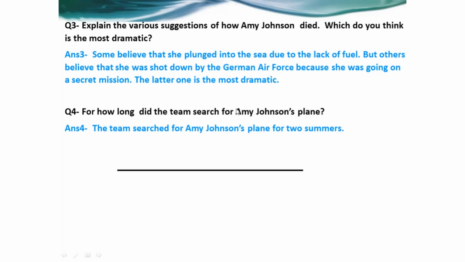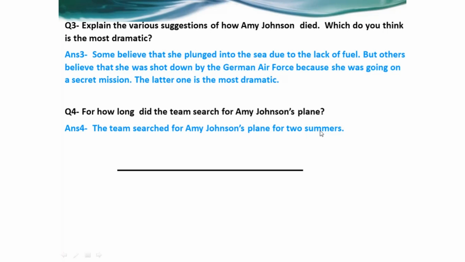Now we will do question number 4. For how long did the team search for Amy Johnson's plane? For how long did they search for her plane, students? Answer me. Yes, the answer is correct. The team searched for Amy Johnson's plane for 2 summers. 2 summers means 2 years.